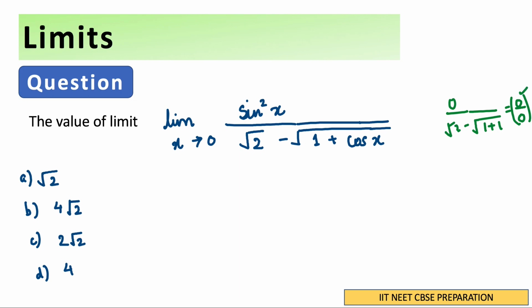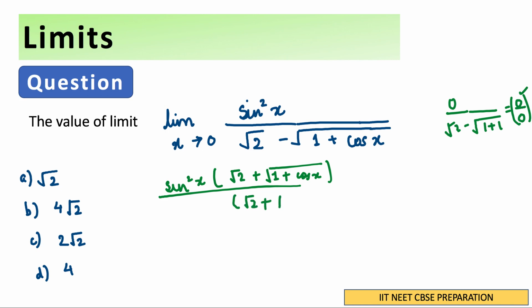So let us use substitution first. What we'll do is we'll rationalize this expression first, because in the denominator we have a root. So let's first try and put it in a form where we can put the limit properly. So let's rationalize this. So this is root 2 minus root 1 plus cos x. So you will multiply root 2 plus root 1 plus cos x in the numerator and in the denominator also, root 2 plus root over 1 plus cos x, and this expression will stay as it is.